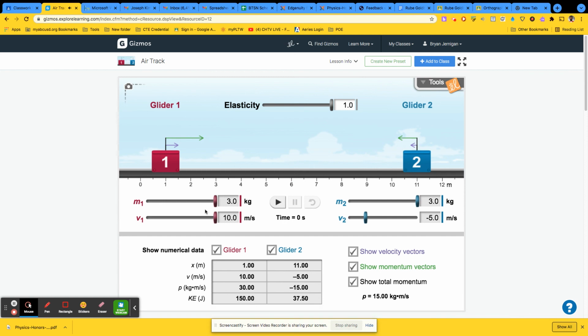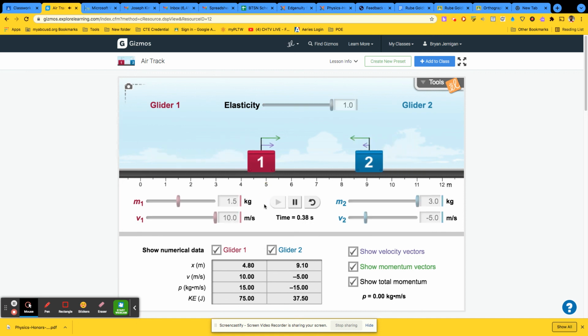Okay. Now, since we have different velocities, let's leave that high, and let's change the mass of this one. The velocity of object 1 is twice as fast as object 2, so let's make this half as massive. I'm going to change that, and elasticity is still 1. Notice that the momentum vectors are both the same.